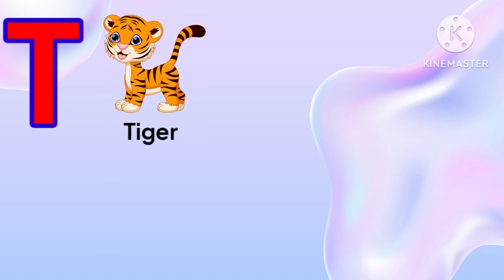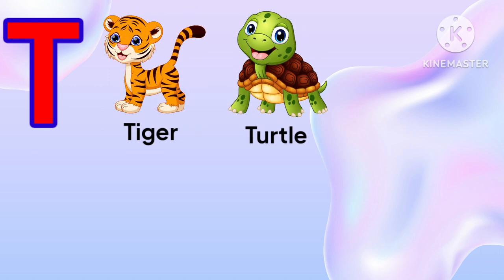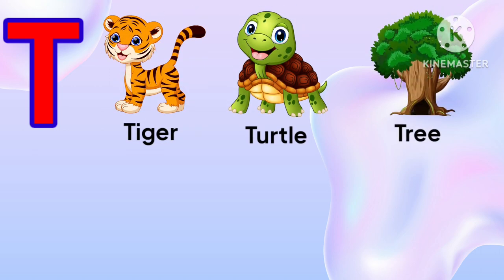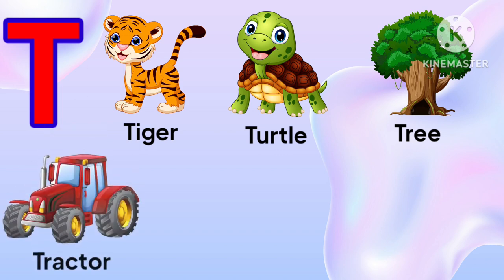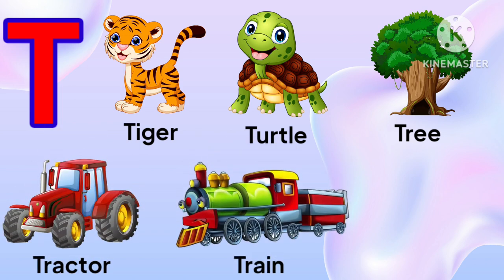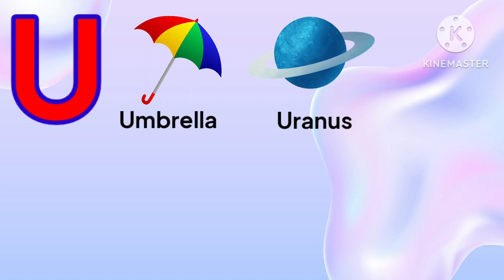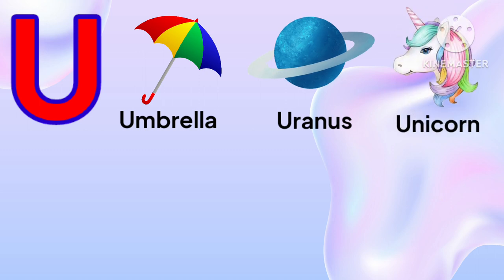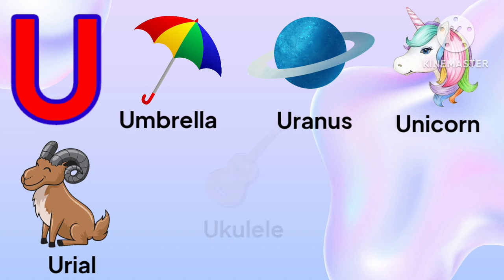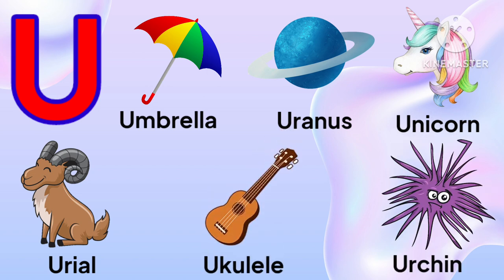T is for tiger, turtle, tree, tractor, train, tire. U is for umbrella, Uranus, unicorn, Ural, ukulele, urchin.